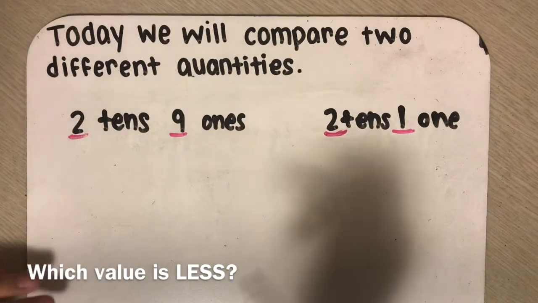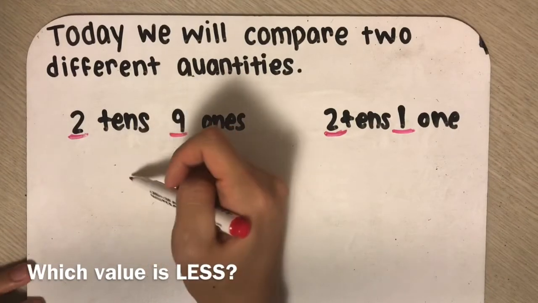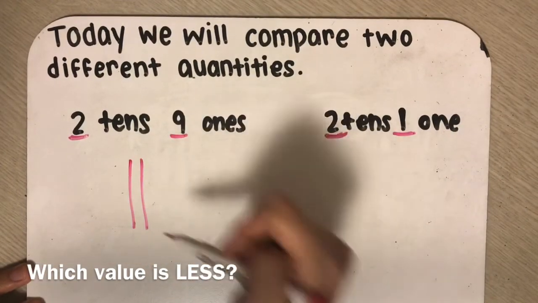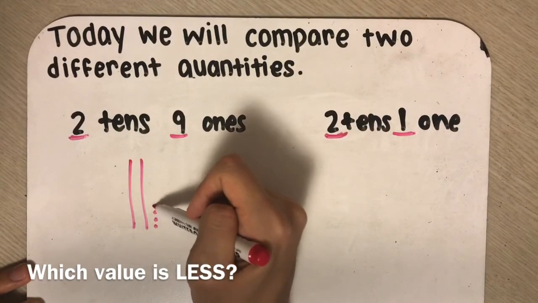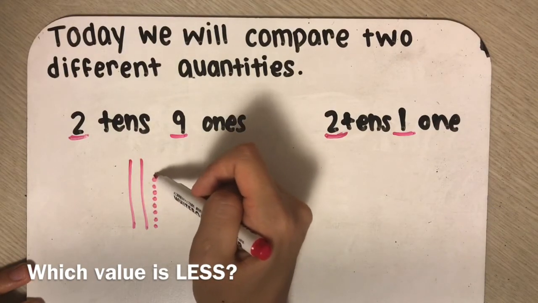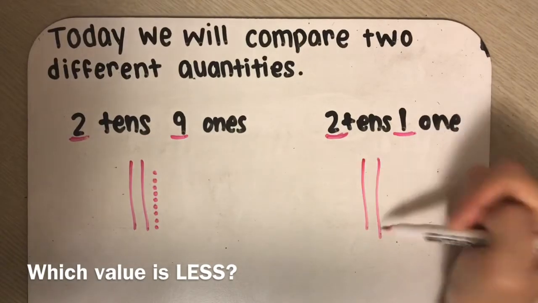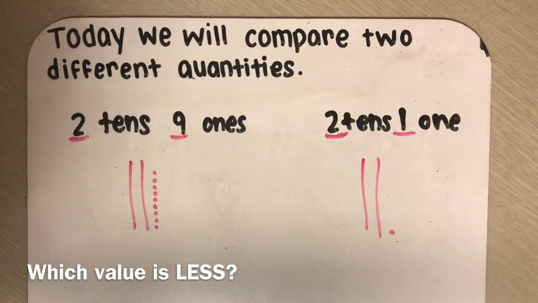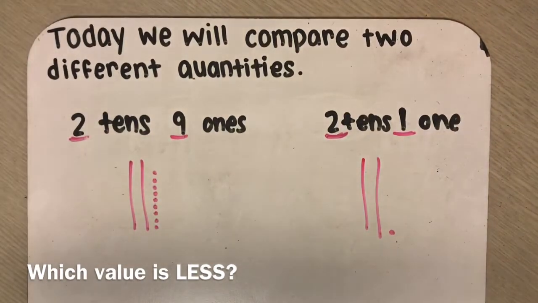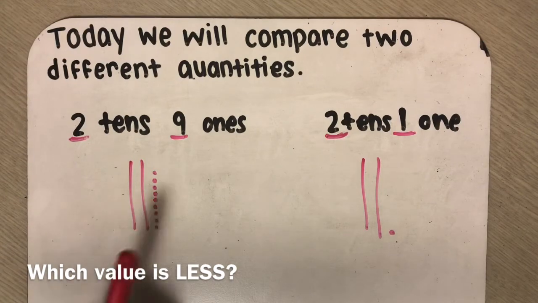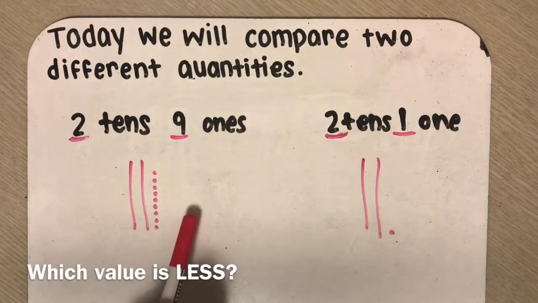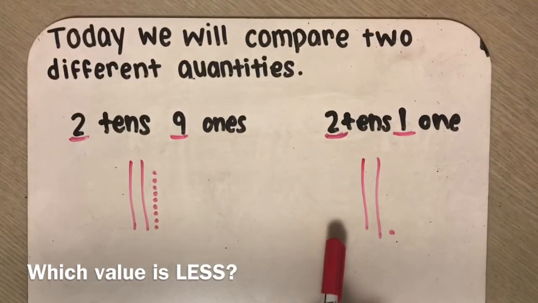Let me also draw quick tens to help us out. We have 2 tens and 1, 2, 3, 4, 5, 6, 7, 8, 9 ones. Over here we have 2 tens and 1 one. So first graders, which number is less? Is 2 tens and 9 ones less, or is 2 tens and 1 one less?